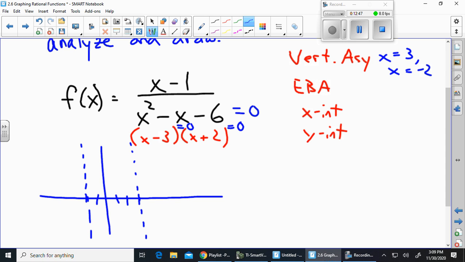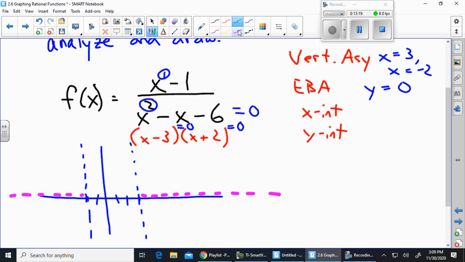End behavior asymptote: I look at degrees. Top less than bottom, that's horizontal, y equals 0. What that means is way out at the ends. So I don't do the middle. I leave the middle open because you can cross the middle. My end behavior asymptote is y equals 0. So, did that.